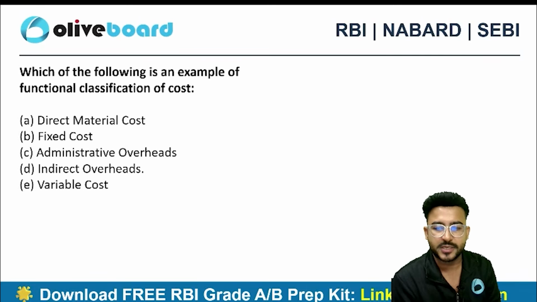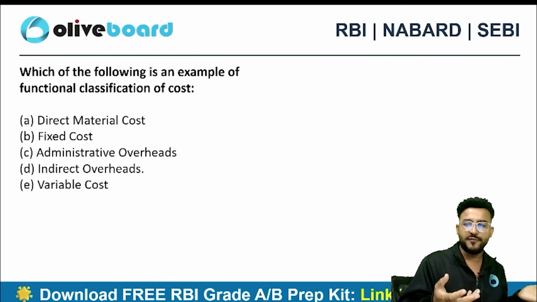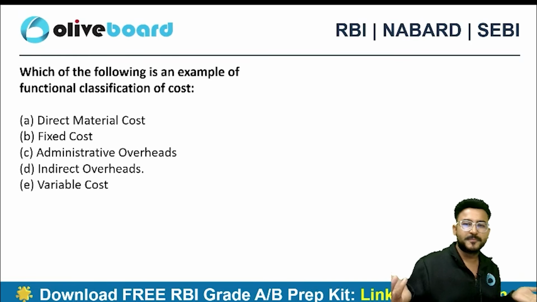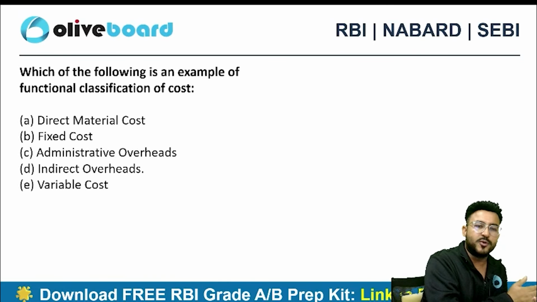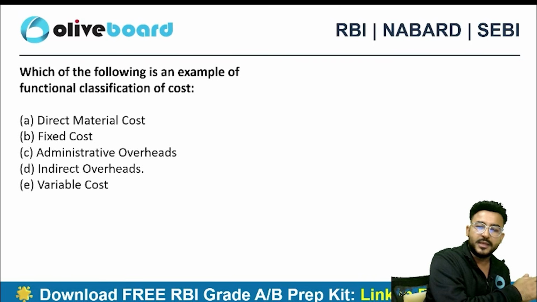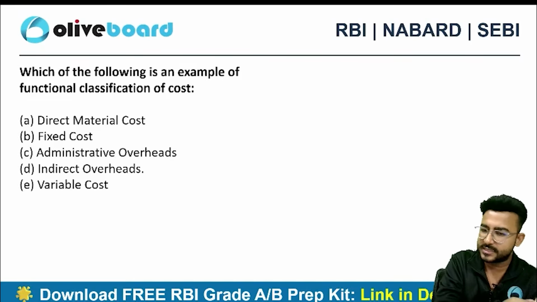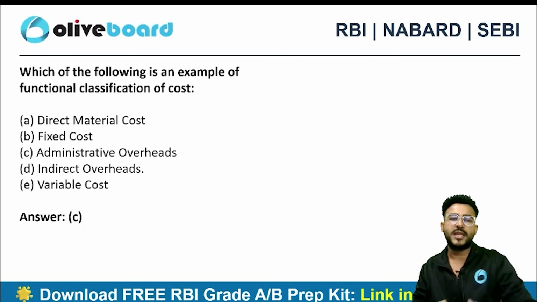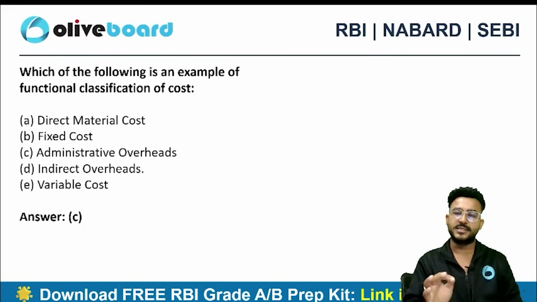Functional classification. How many functions do I have in my organization? I can have many functions. I can have a production function, an administrative function, a selling and distribution function. That's what function is all about. Direct material cost will be based on elements, right? That's a more specific answer. Here, for functional classification, administrative cost will be an appropriate answer, right?